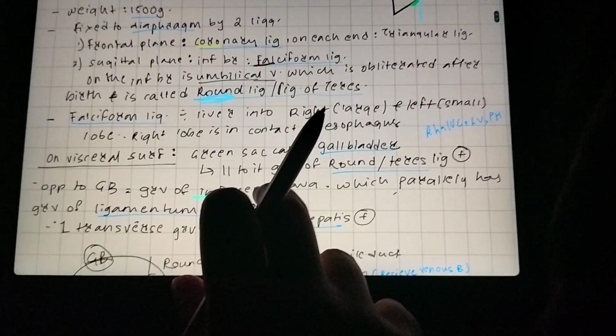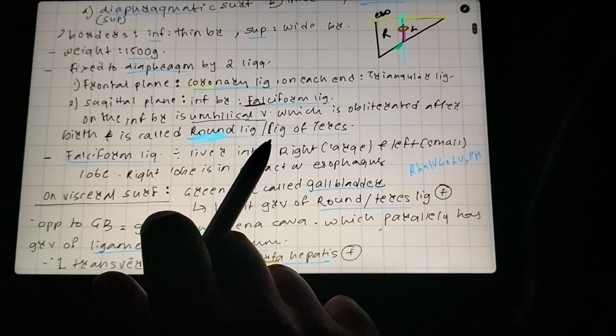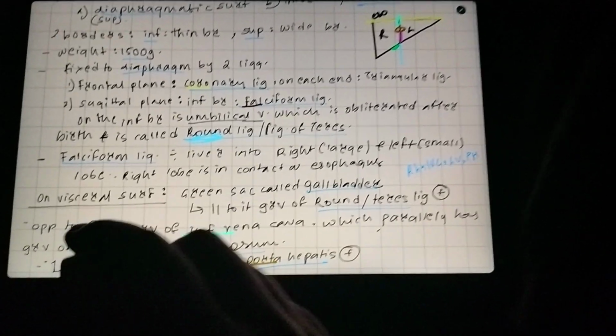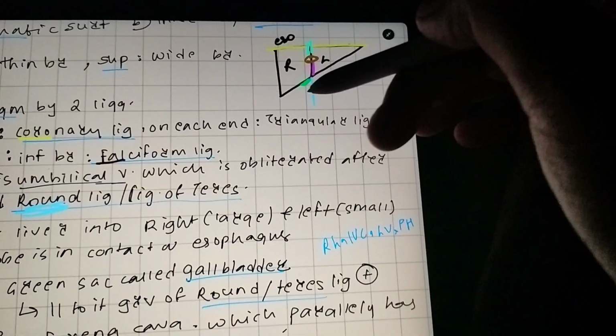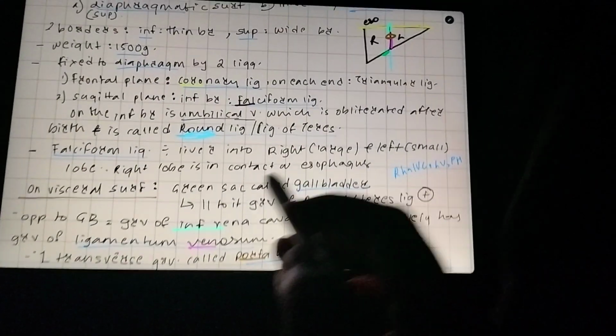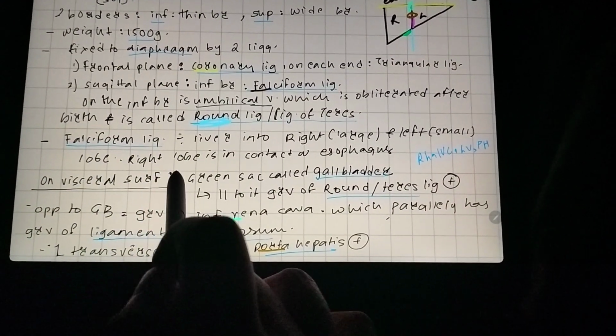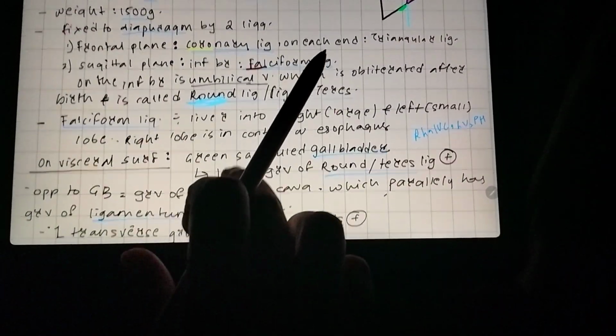Then we have the falciform ligament. The falciform ligament divides the liver into the right lobe and the left lobe. Okay, the right lobe is in contact with the esophagus.